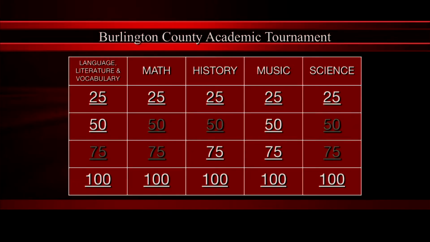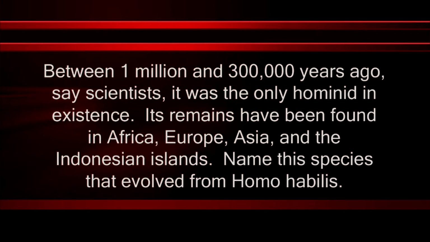History for 75. Between 1 million and 300,000 years ago, say scientists, it was the only hominid in existence. Its remains have been found in Africa, Europe, Asia, and the Indonesian islands. Name the species that evolved from Homo habilis. Homo erectus. That is correct. Okay, Cherokee, where do you want to go next?